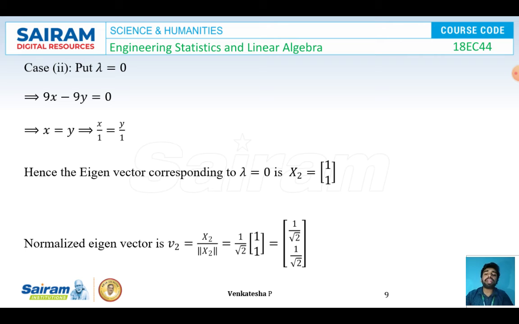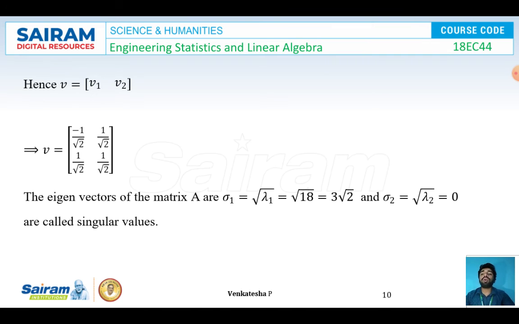Now, I am going to find the normal form of this eigenvector with the formula v2 is equal to x2 by norm of x2. The norm of x2 will be the square root of 1 squared plus 1 squared, that is root 2. So I got 1 by root 2 into the x2 vector 1, 1. So I got v2 is equal to 1 by root 2, 1 by root 2. Now once we got the vectors v1 and v2, the matrix V will become minus 1 by root 2, 1 by root 2, 1 by root 2, 1 by root 2.